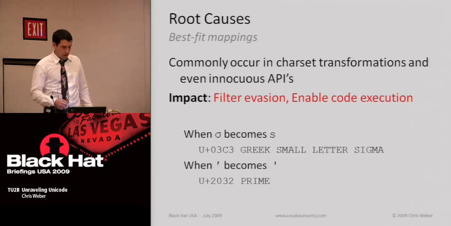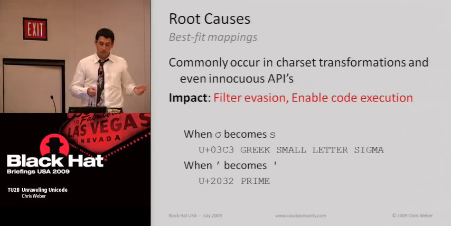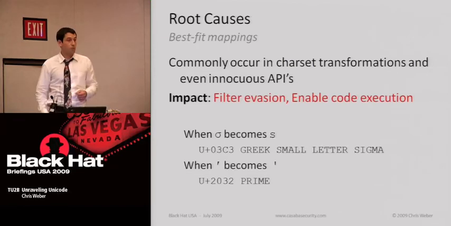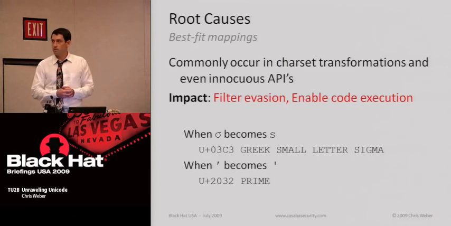If that's the case, then you might just need to come up with a best fit. So here the Greek small letter sigma will become the Latin small letter s when a best fit mapping occurs. Another one on the bottom is when the prime character becomes an apostrophe. These are cases where software has to make a choice and decides to just fit this character down into something that we can work with.